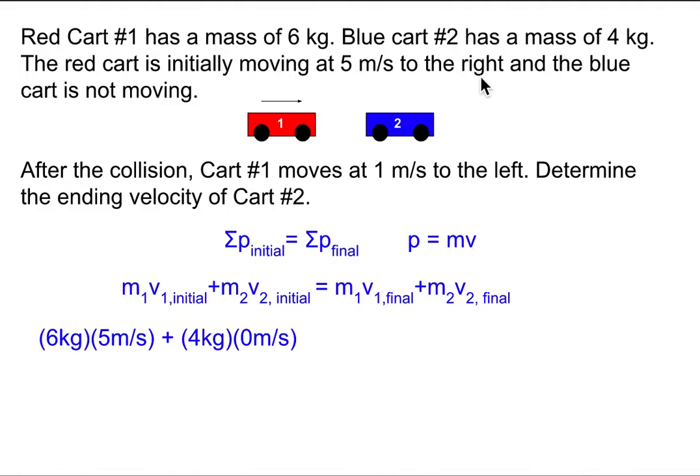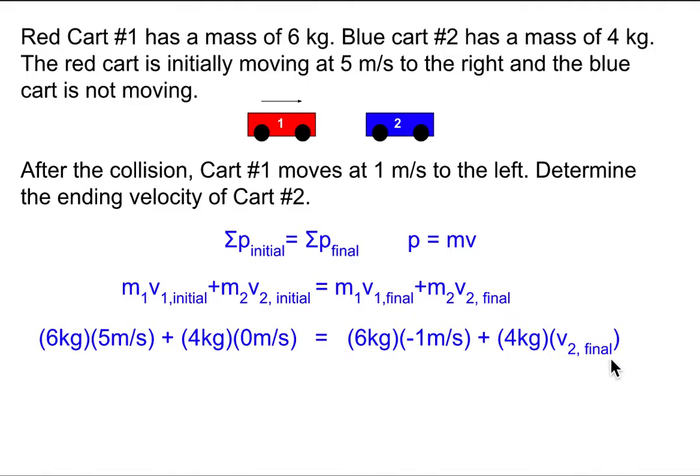Now notice when we look at the information for after the collision, cart number 1, the red cart, is moving to the left. I have to take that into account when I set this up. That matters. The fact that it bounces backwards makes a difference in the momentum and in what's going to happen here. So as I fill in the other side of the equation, notice I'm using those two masses again because they're still part of the system, but I'm putting that 1 meter per second in as a negative value because the red cart ends up moving to the left.